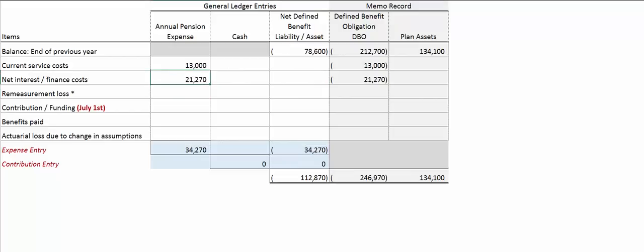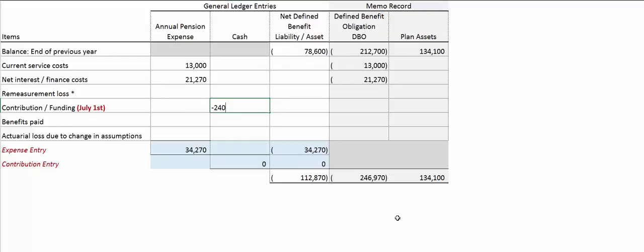If there was no interest earned on the plan assets, then the expense would be that full amount. If the plan assets had declined in value, we would have additional expense. We're going to take a look at what happens when the plan assets are performing differently than, in this case, 10%. So let's just hold that thought for a minute.